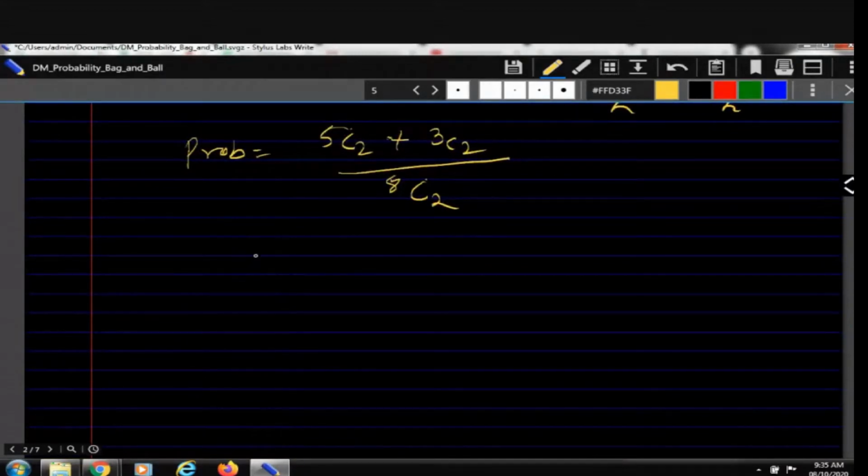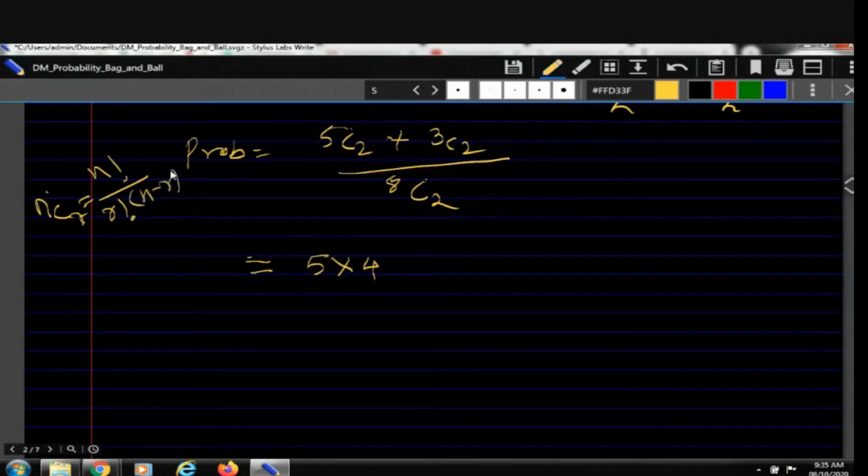This 5C2 can be written as 5 factorial. Just subtract this, 5 minus 2 is 3. So you have to write this numerator up to 3. 5 into 4 into 3 factorial. So 3 factorial and 3 factorial is going to be cancelled. What is the formula? nCr equals n factorial divided by r factorial into n minus r factorial. You might be remembering this formula now. So n minus r is equal to 3 factorial. So 3 factorial is not required to write. You have to just write it as 5 into 4 and then divide it by this 2 factorial.